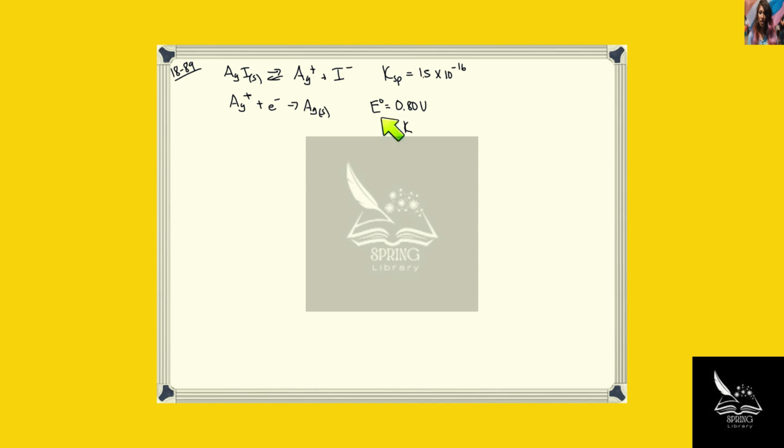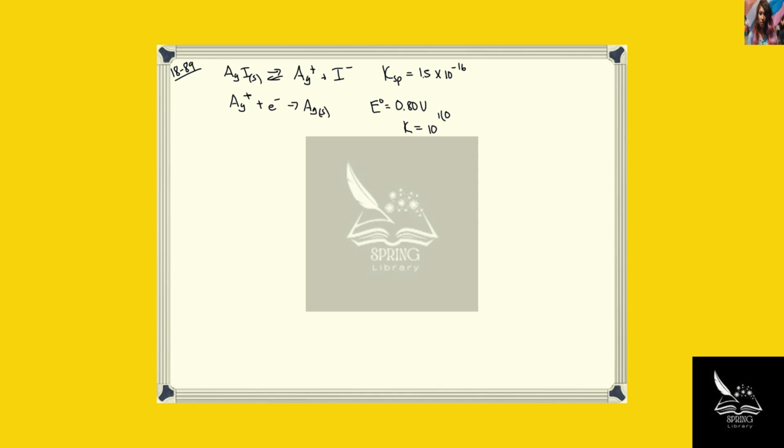Now, we can combine these two equations to get the overall equation, but we can't combine K and E. So we need to convert either the K into an E or the E into a K. It's always better when using Hess's law to work with K values or to work with delta G values, not E values. So let's convert our E standard for the second reaction into a K value.